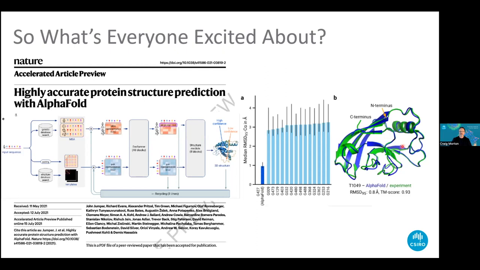Here's an example in blue of an AlphaFold predicted structure, and in green, a crystal structure from that CASP competition, with an RMSD between them of 0.8 angstroms. Effectively, the structures are identical. And so that's what everyone got excited about, the ability to take sequences and get the three-dimensional structure of the protein correct to within effectively experimental error.